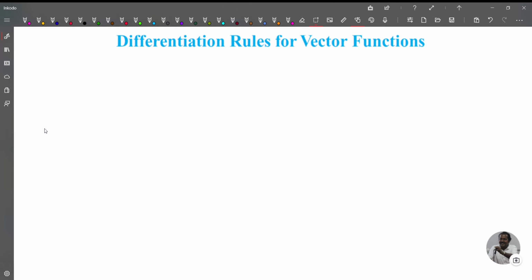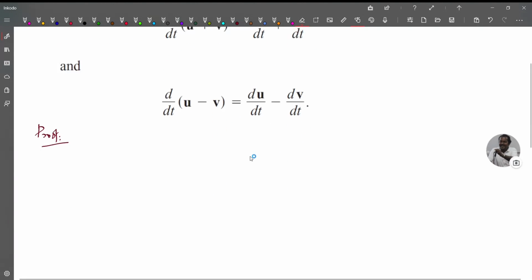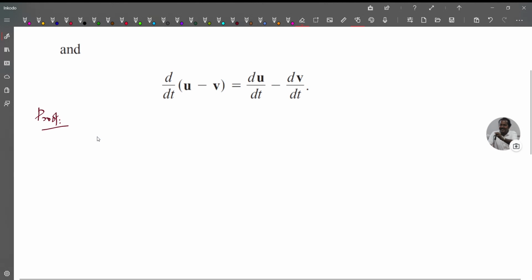Today we discuss differentiation rules for vector functions. Now we prove the sum and difference rule. That is, we prove that if u and v are differentiable functions of t, then d by dt of u plus v is equal to du by dt plus dv by dt, and d by dt of u minus v is equal to du by dt minus dv by dt. So, proof.